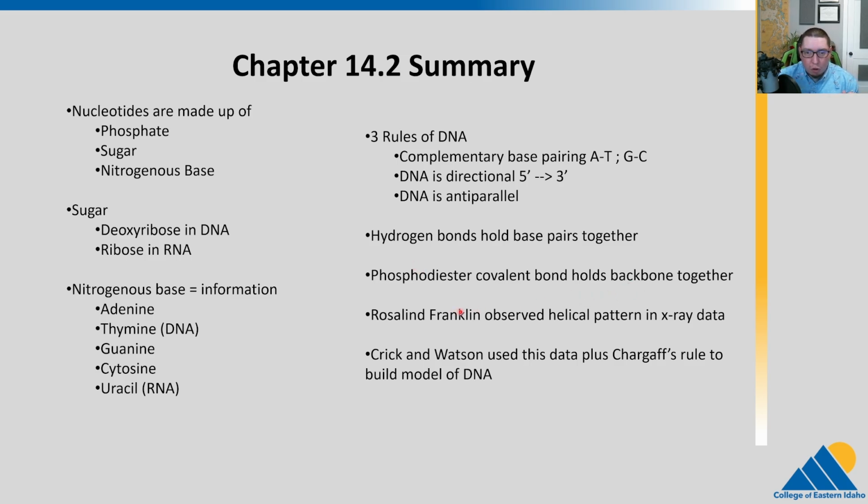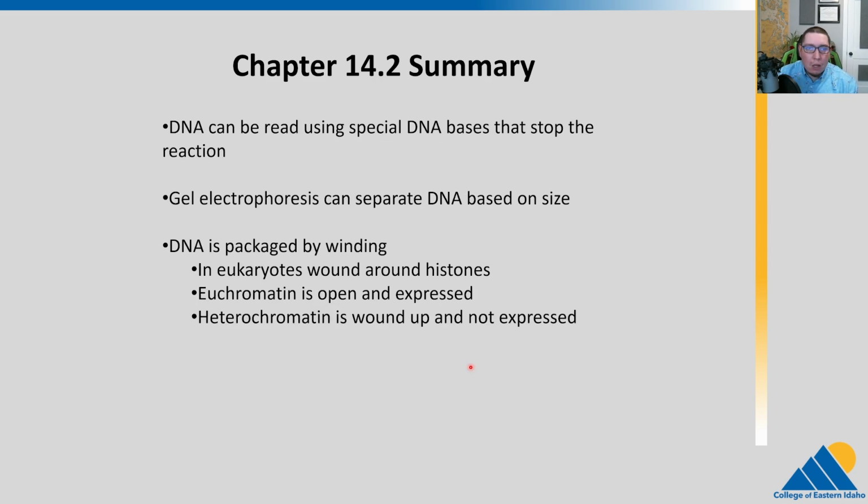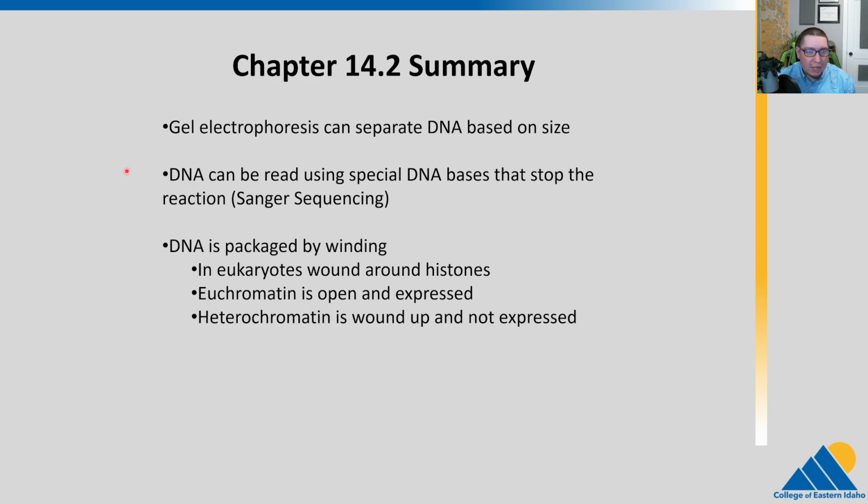Rosalind Franklin observed the helical pattern in X-ray data, and Crick and Watson used this data plus Chargaff's rule and several other observations to build the model of the DNA double helix that we now accept. Gel electrophoresis is a technique we can use to separate out DNA based on size. That was one of our first ways of investigating the sequence of DNA, based on differences in size and where it would cut, where it wouldn't cut. If you want to read the DNA sequence, you have to use special DNA bases that stop the reaction. For Sanger sequencing, we saw those fluorescently labeled nucleotides.